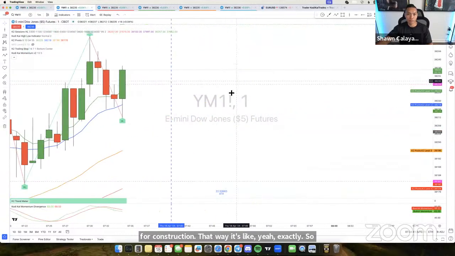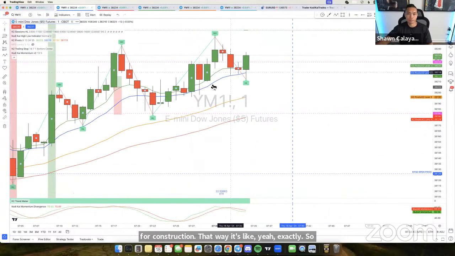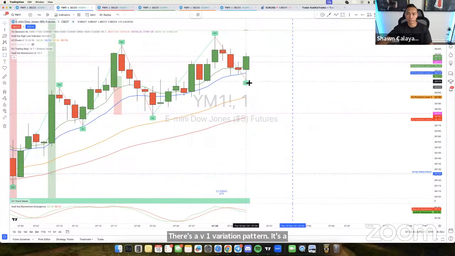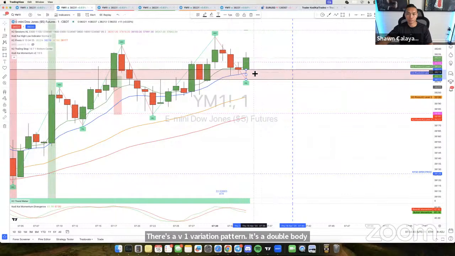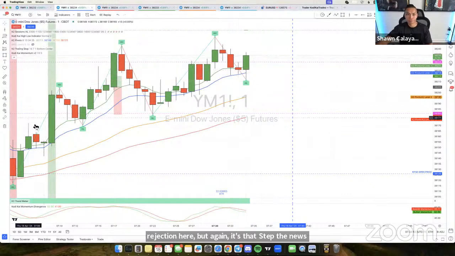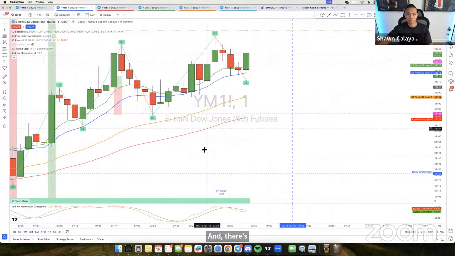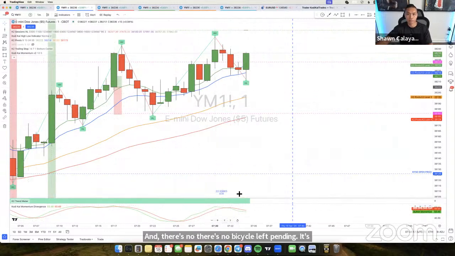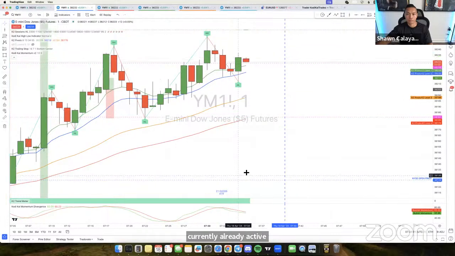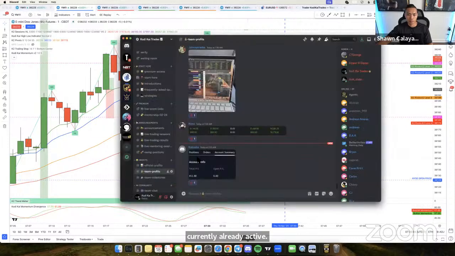All right, so we don't have anything here. There's a V1 variation pattern. There's a double body rejection here, but again, it's at the news price. And there's no buy signal that's pending. It's currently already active. All right, we got some consolidation right here.